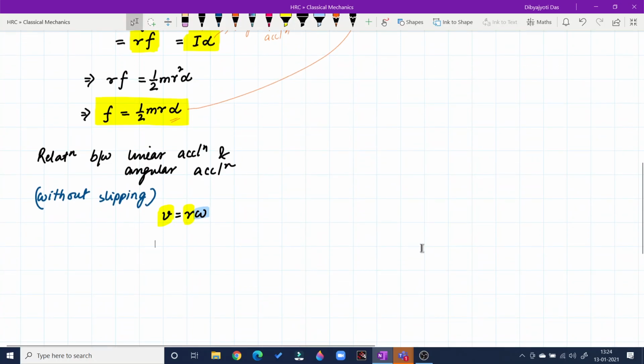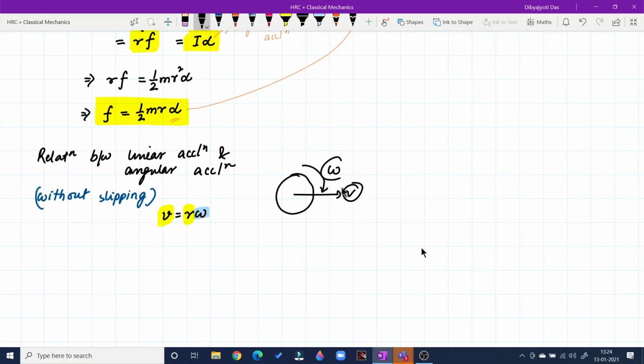So V is equal to R omega just gives you an idea: if an object is rotating with omega angular velocity, what is the translational velocity and its relationship with this V. ठीक है. So the relationship between V and omega for the without slipping condition is V is equal to R omega.